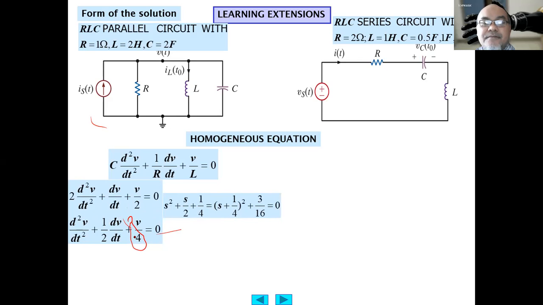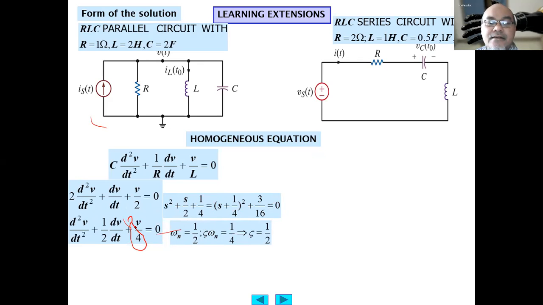So the characteristic equation is s² + s/2 + 1/4 equals 0. Putting it into root, we obtain s equals minus 1/4 plus minus j square root of 3/16, right?